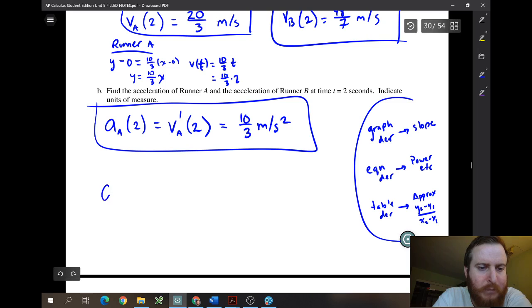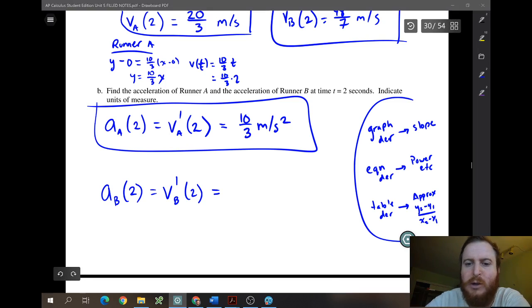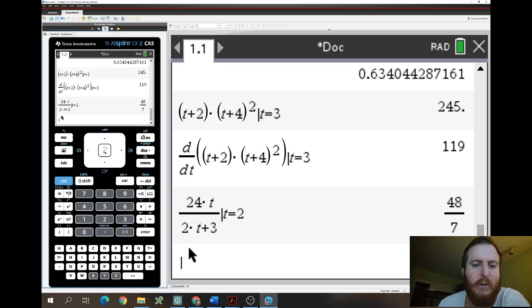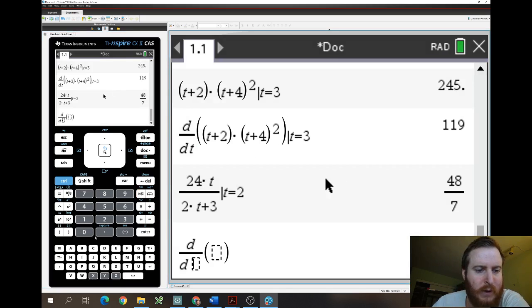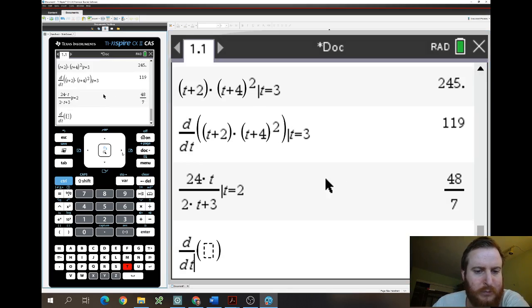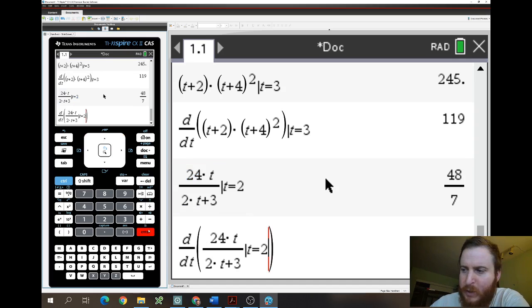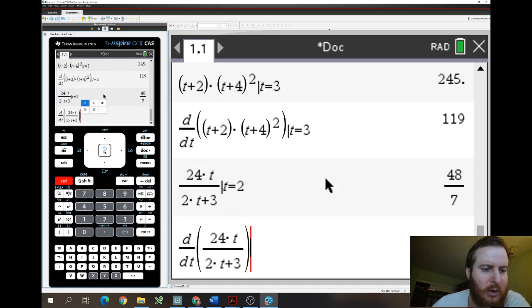So now for runner B, the acceleration of runner B at time 2 is going to be v prime of B at time 2. And again, you don't have to show any work because it was a calculator question. If it was a non-calculator question, we would have done the quotient rule, because this is a quotient. But because it's a calculator question, we can take the derivative with respect to time t of 24 over 2t plus 3. Now make sure that you move the at to the outside of the parentheses. That's important. The at always has to go outside of the parentheses.